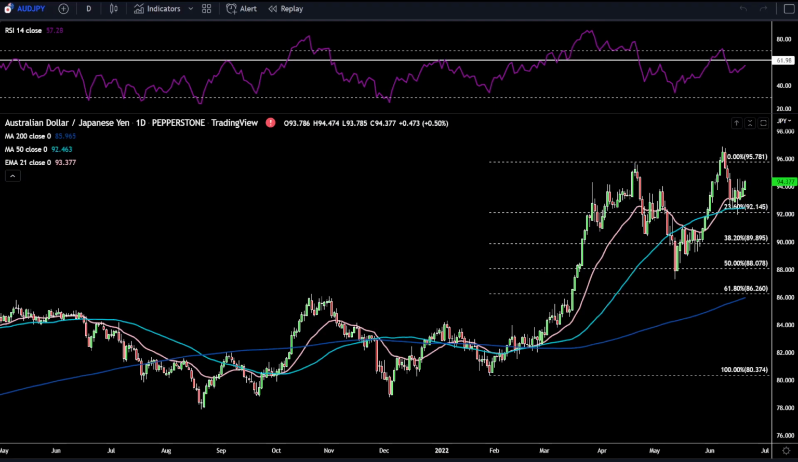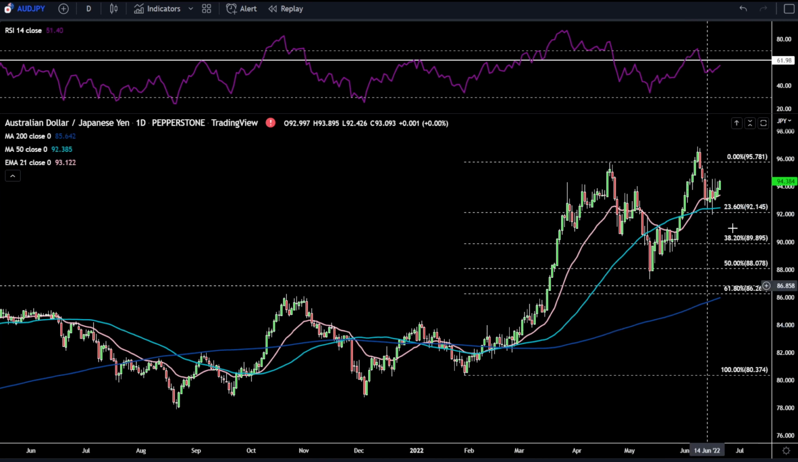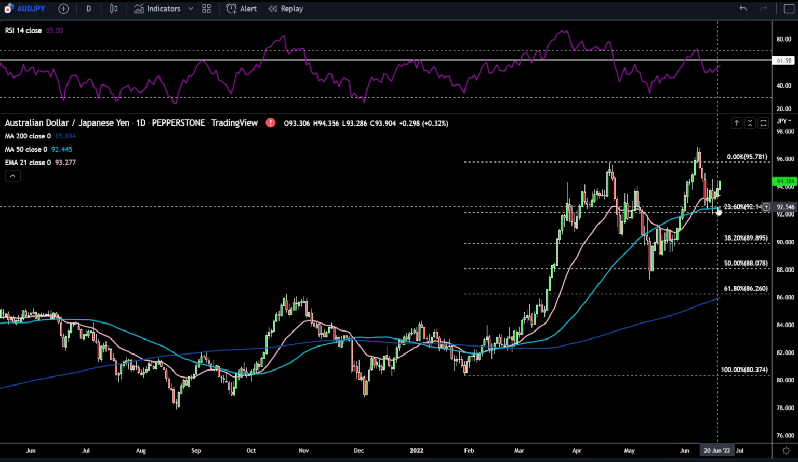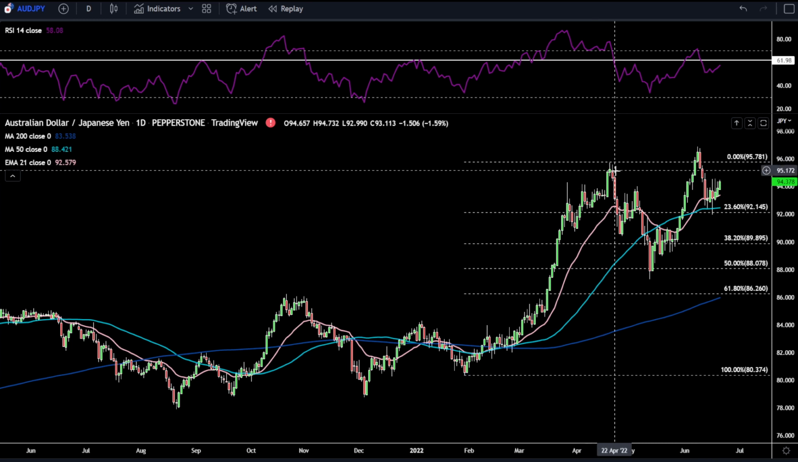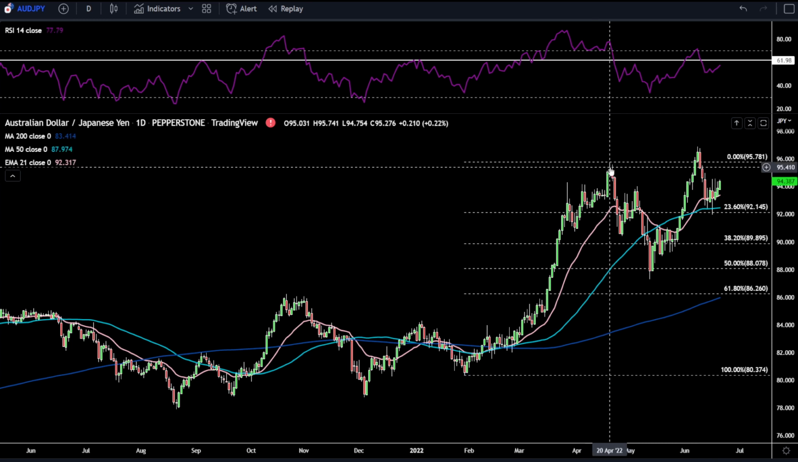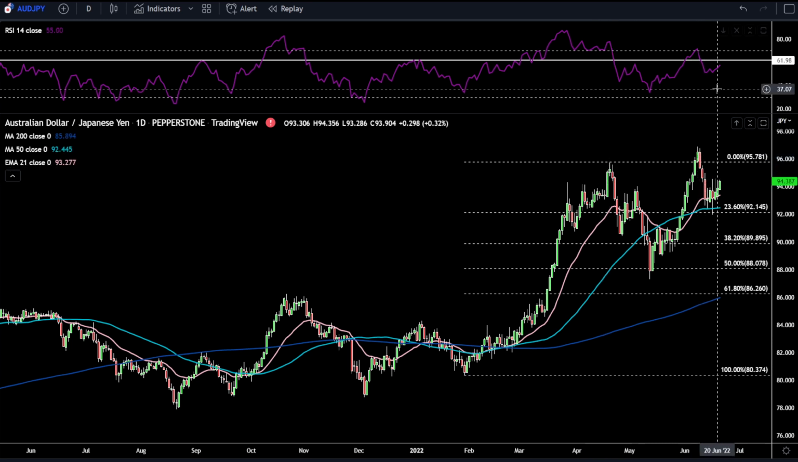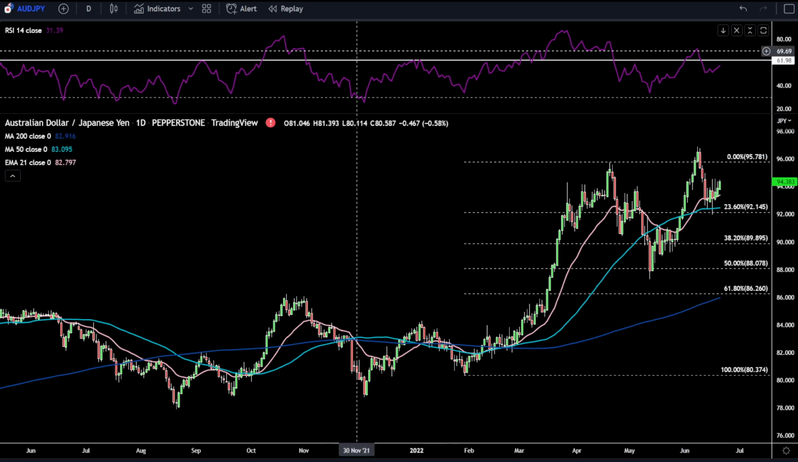Aussie dollar JPY making a nice little bounce, got down to close to that 50-day simple moving average, but price is rebounding now. Could we hit that 96 level there, which was the former high seen back in April, and potentially charge higher? The RSI has quite a bit of room to run.